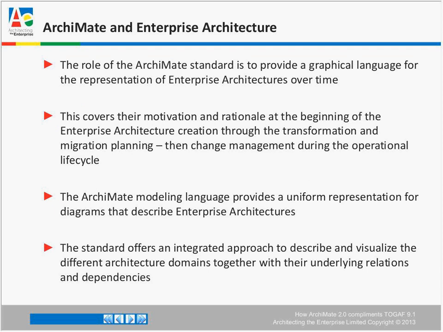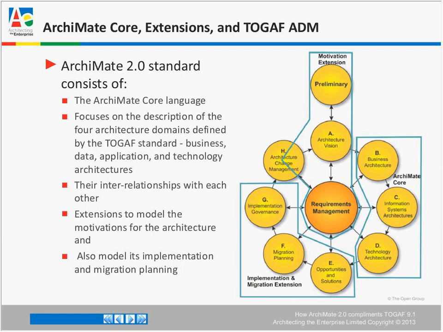So the aim of ArchiMate is to provide a core language for representation of enterprise architectures over time, from the motivation and rationale, and the generation of requirements from goals and drivers and so on at the beginning, through the transformation and migration planning. The language provides a uniform representation for diagrams that represent enterprise architectures. So it fits in with TOGAF. It's a kind of subset of the activities of TOGAF, but it's about creating the content.